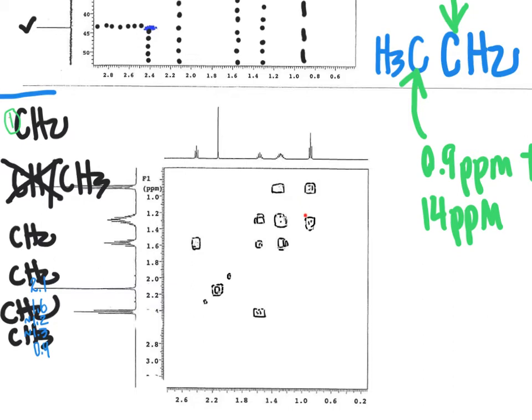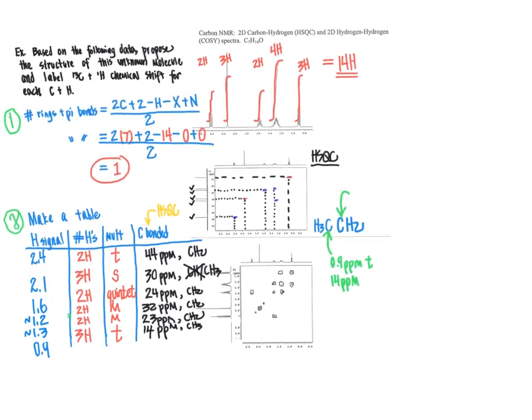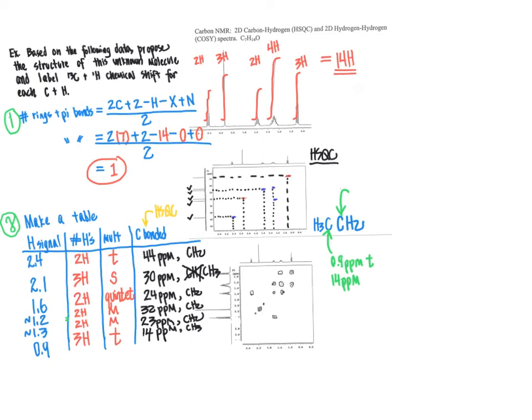This CH2 group, since we see a correlation there, has to be bonded to the CH2 group that is at 1.3 ppm. So we'll zoom back out here. And what I'm going to do then is plug in that our CH2 group here is the CH2 group at 1.3 ppm. We said that signal was a multiplet because it was overlapped with the signal at 1.2 ppm. We can't really tell the difference between the two. And the carbon signal for that was at 23 ppm.